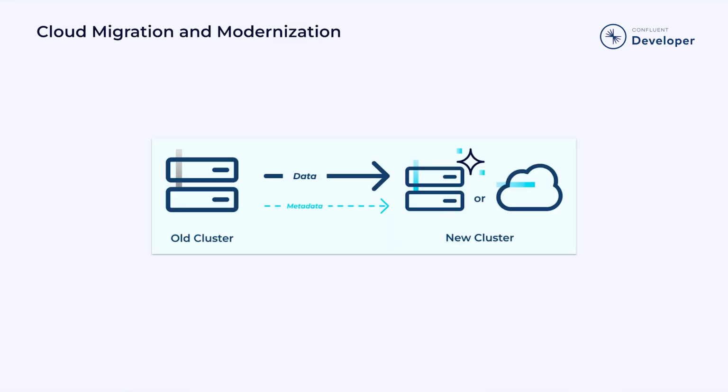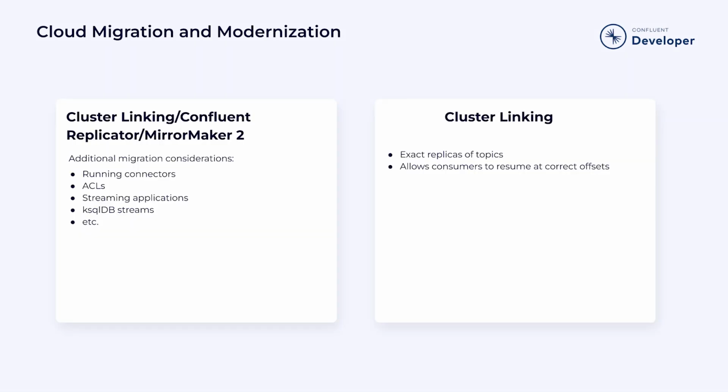Cloud migration and modernization refer to moving from an on-premise Kafka or Confluent platform cluster to a cloud-hosted platform. This could also encompass migrating from an older infrastructure to new infrastructure. Since the goal of cloud migration and modernization is to transfer the data, running connectors, ACLs, streaming applications, KSQL DB streams, and other aspects of your cluster, many steps and processes will be the same no matter which option you select.